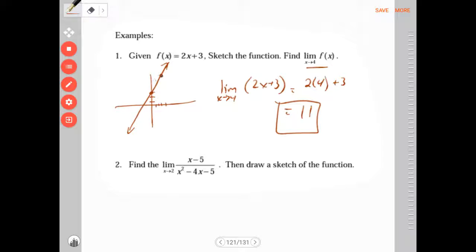So if we were to draw this out, not sketch it out, this point would be at (4, 11). As x approaches 4, y approaches 11. Okay, easy enough. Now we look at something a little trickier. Find the limit of this, then draw a sketch of the function.